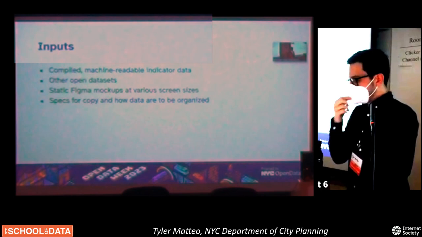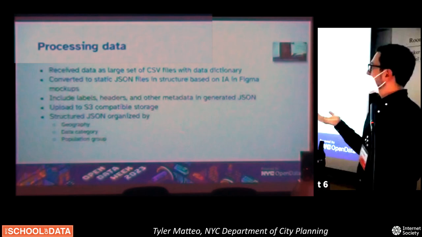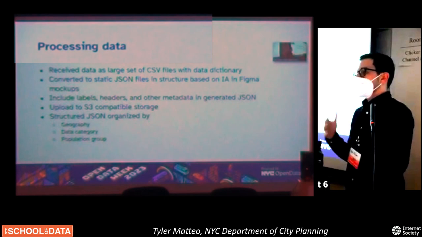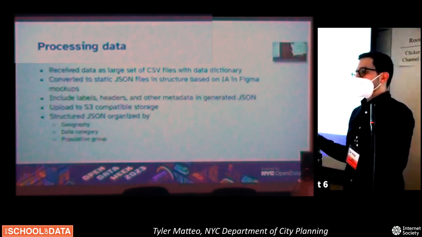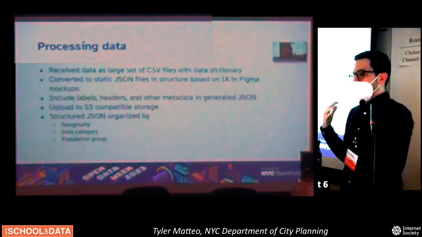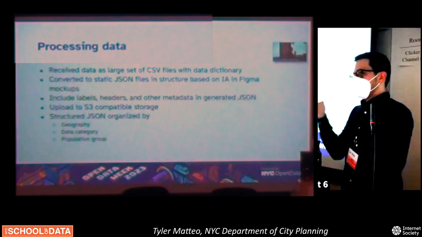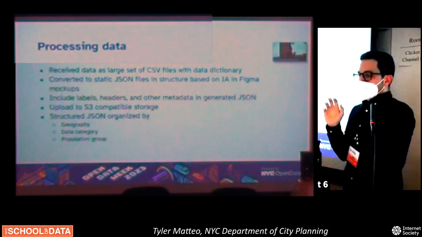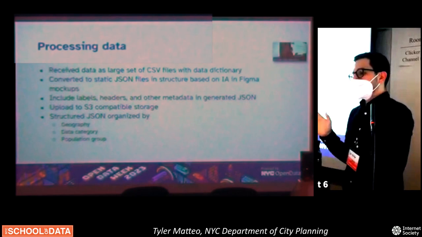So first step here, I want to talk about the processing of the data. Given that we knew how we'd be getting this data, what were the challenges and what was our side of the fence for getting this data into the application? In our case, we were starting with a set of flat CSV files with accompanying data dictionaries. And we knew that we wanted to take that data and convert it into static structured JSON that lent itself well to the overall information architecture of the application we were trying to build, so the Figma mockups influenced that. We knew that we wanted to encode a lot of the metadata and copy for the various data points into that outputted JSON.